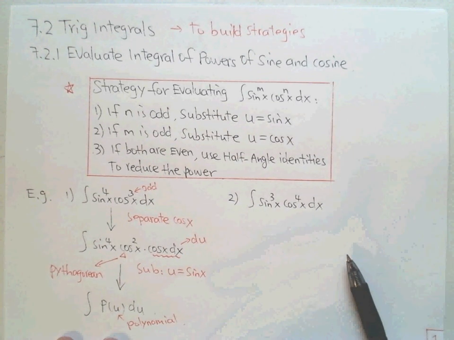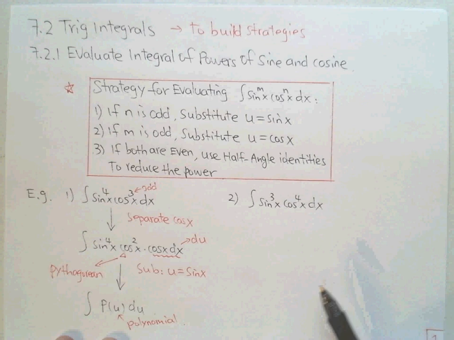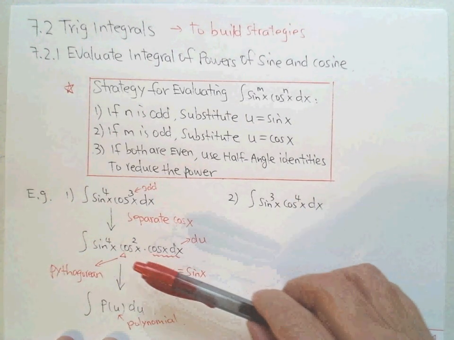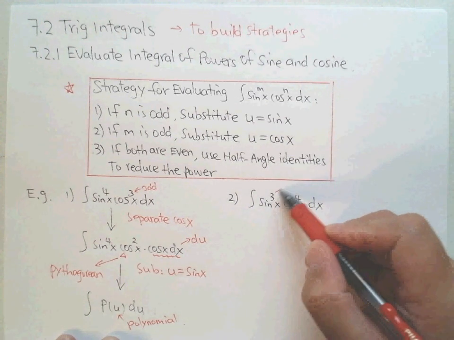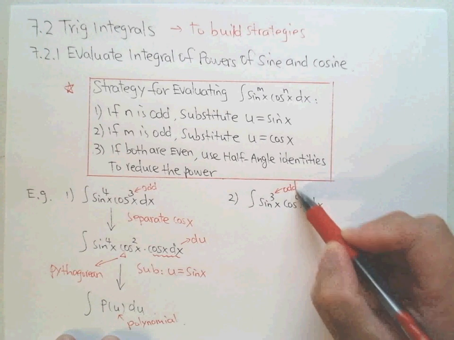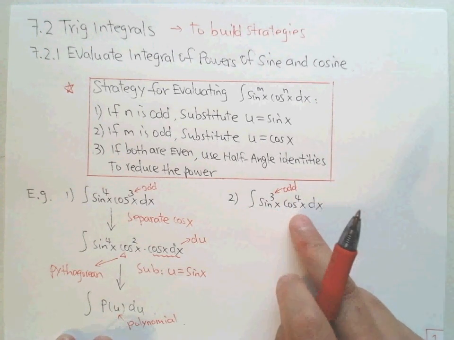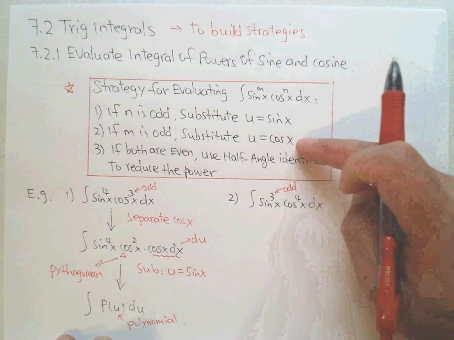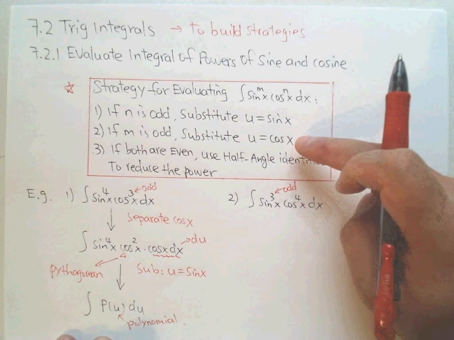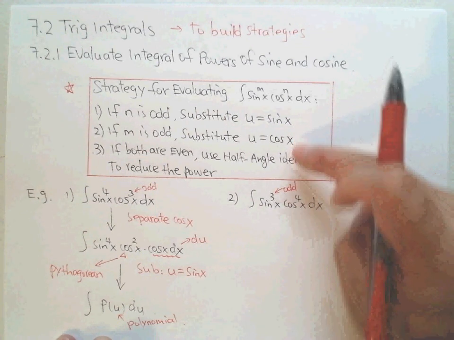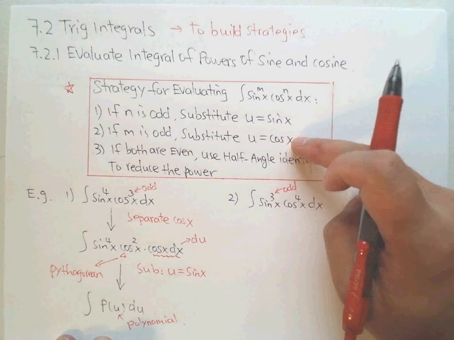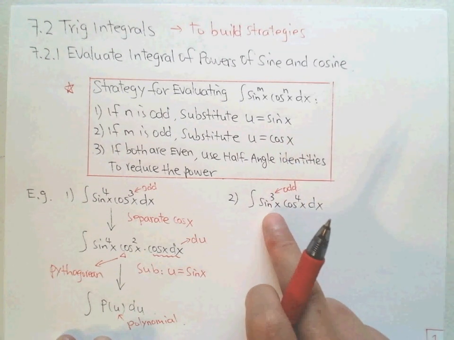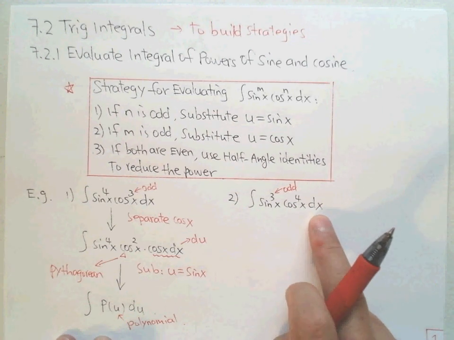So good, I did the first, and then let's look at this one. Very similar. All we need to do is look at which is odd. This is odd. If this is odd, we do substitution for cosine. What does that mean? It means du equals negative sine x dx. We need to separate one sine and merge it with dx, making it ready for substitution.